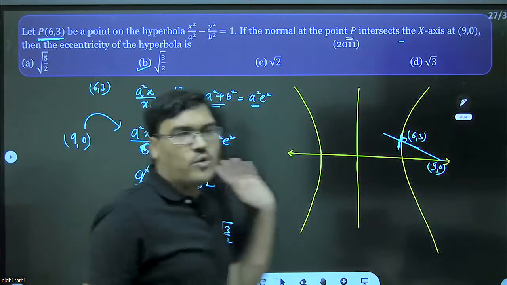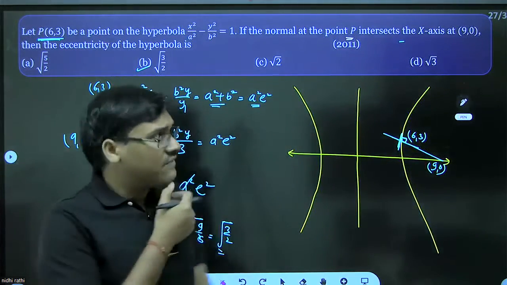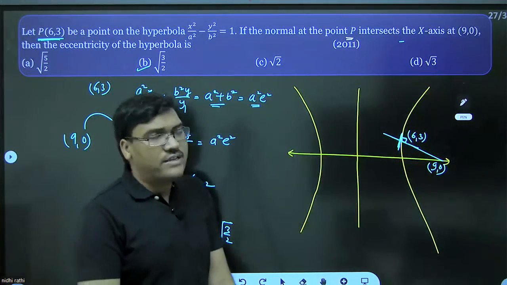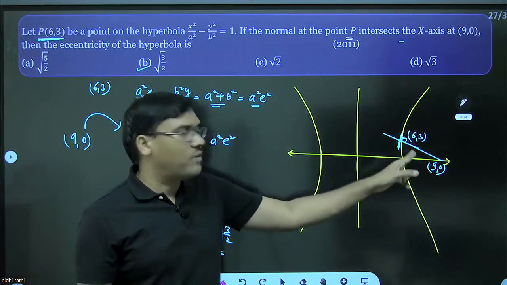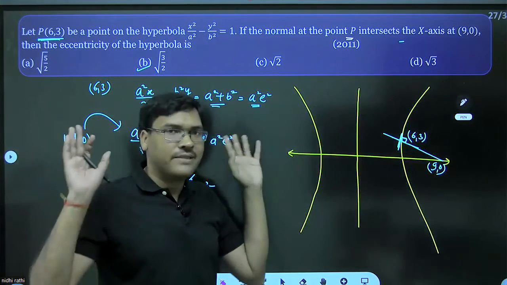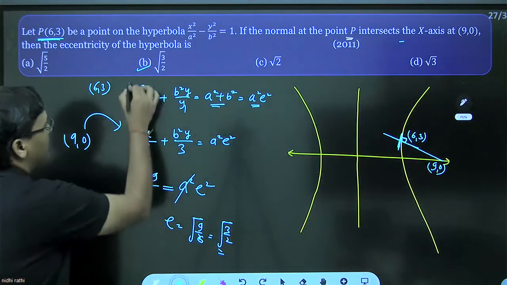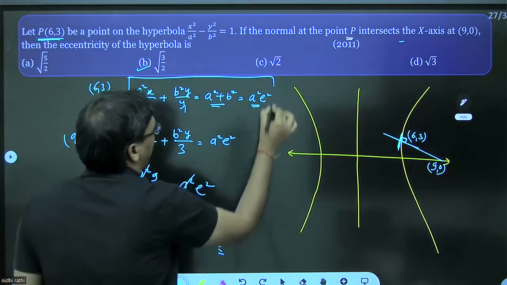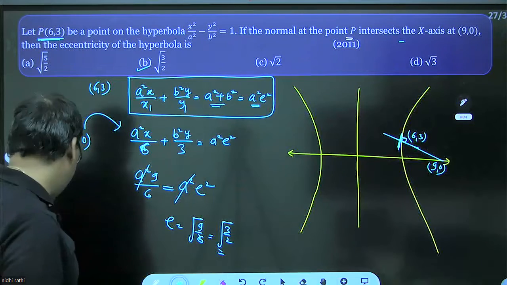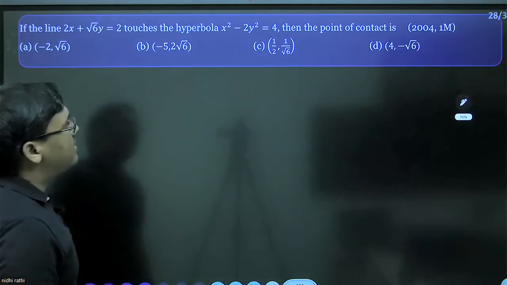Very easy question, simple normal question. But you have to remember this, because otherwise you have to find the derivative, find the slope of the normal and then equate it. That can be done. The only thing is, in the exam there is not so much time. So it's better to remember these equations of the normal for the hyperbola at x1 comma y1. So this is, I hope, clear. So let's take the next question.